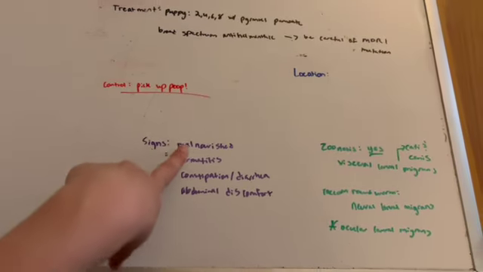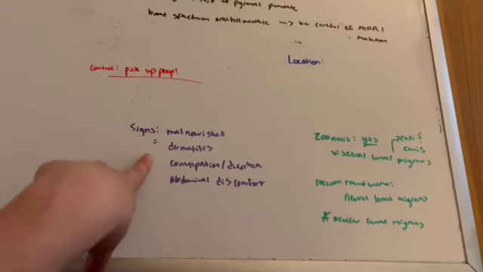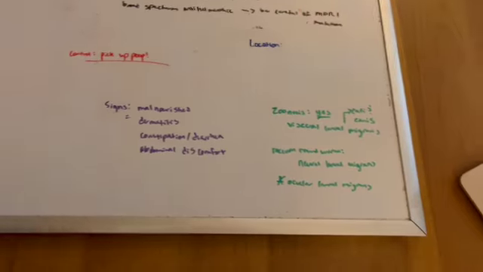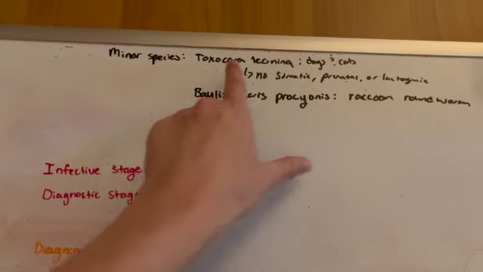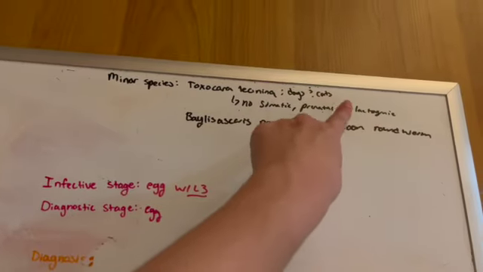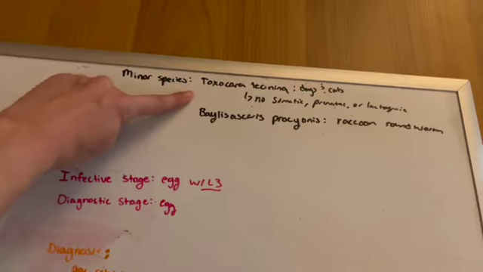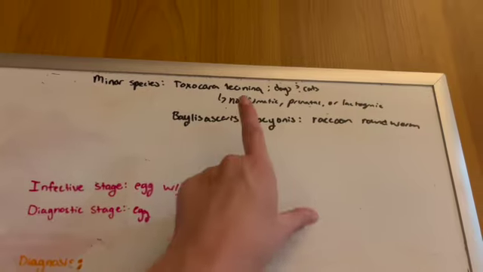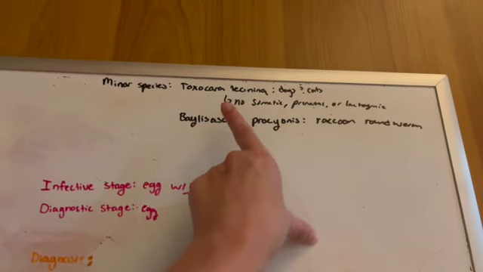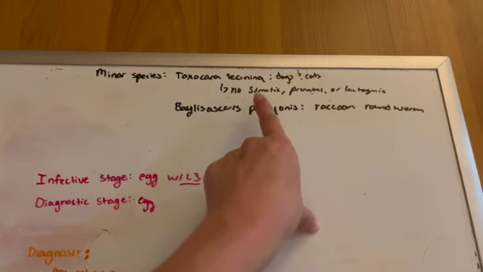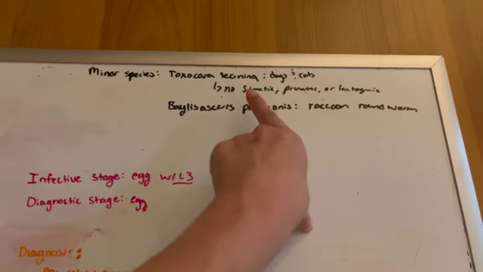Signs are going to be that they're malnourished, dermatitis, constipation and diarrhea, and some abdominal discomfort. So I'm going to go back up here for a second. Something to note with Toxocara leonina, on our first exam, we had dogs and cats, but this was going to the lions and the tigers and everything, but it has to be only through oral infection, so they do not get it somatic, prenatal, or lactogenic. That one can only come oral.